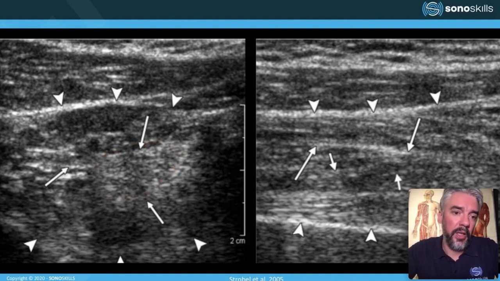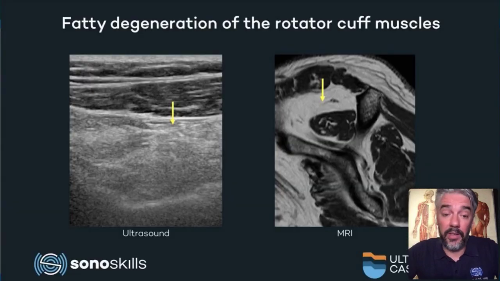But also the aponeurosis is not clearly depicted anymore. So this is a Strobel stage 2. It's already starting with fatty degeneration. And this is a Strobel 3. This is a lot of fatty infiltration. It's very different from the overlying trapezius muscle, and we hardly see an aponeurosis within the tendon. And we also know from research this correlates quite well with MRI.